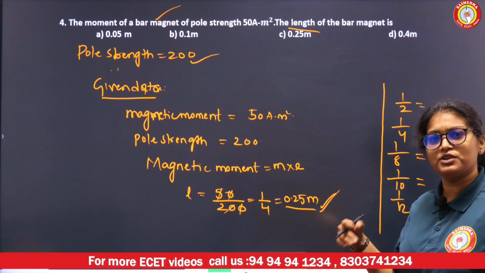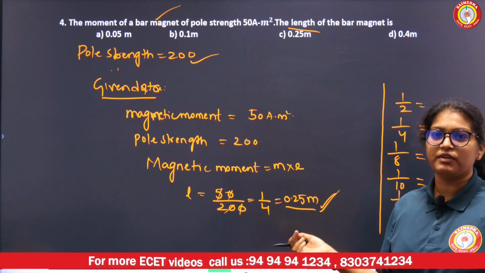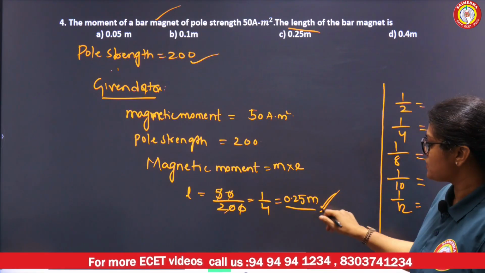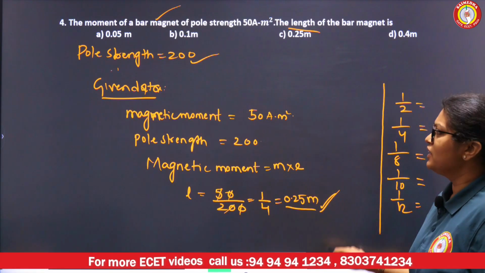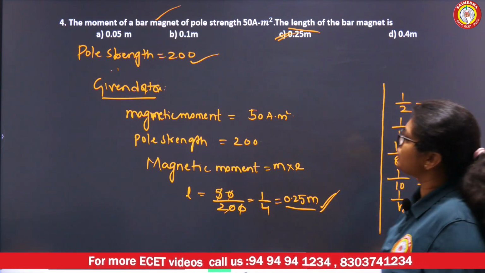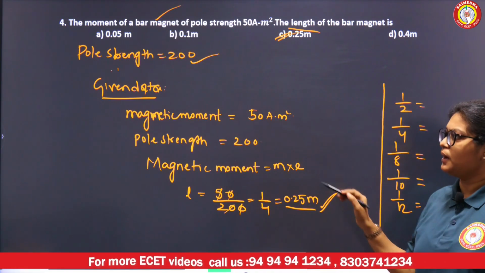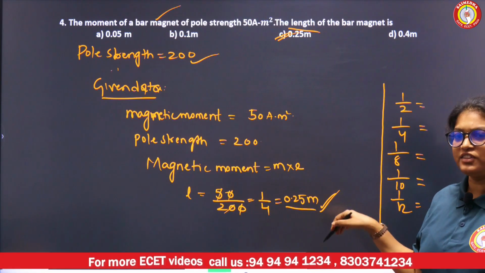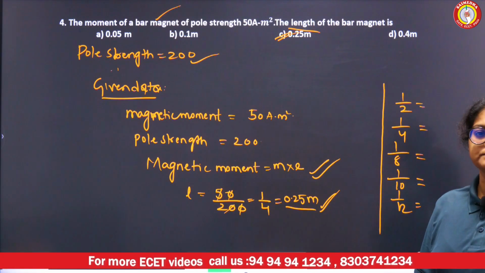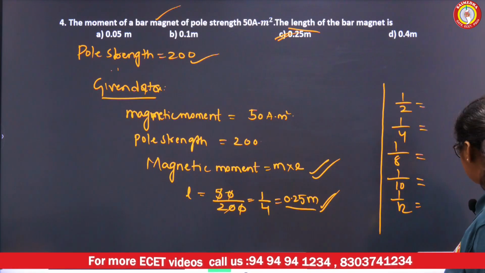Meter or centimeter, based on the conditions they have given, based on the question, based on the data they have given. Clear? So how much did I get for the length? 0.25. So option C will be the answer, 0.25. So in this way you have to calculate the length. Even if the length is given and you have to calculate the pole strength, we have to know this formula. Clear? So we'll go for the next question.